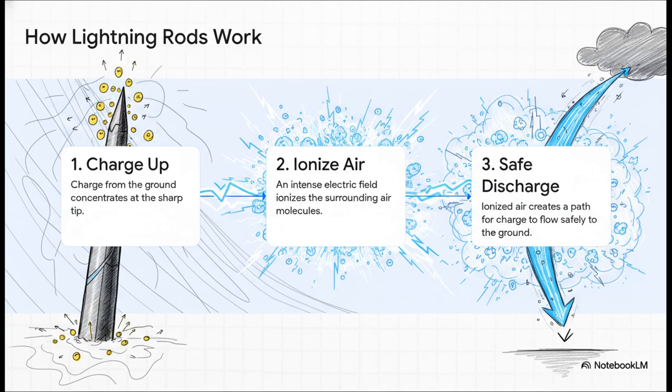First, charge from the ground rushes up the rod and gathers at that super sharp tip. Second, this creates a crazy strong electric field right there. A slope so steep, it literally rips air molecules apart in a process called ionization. And finally, that ionized air becomes a nice, safe path for electricity to flow, letting the charge leak off and preventing a catastrophic lightning strike.